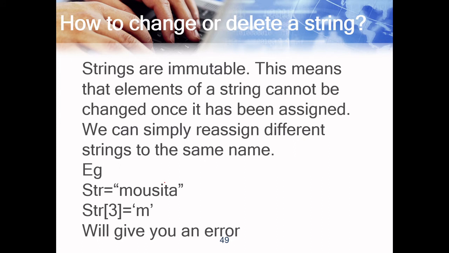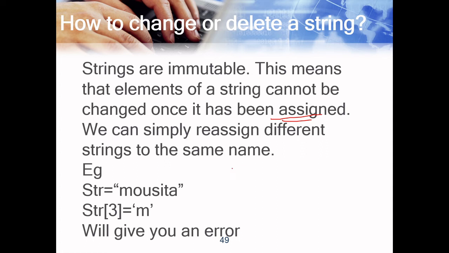Okay, then how to change or delete a string? Suppose this is how you are creating a string, you are indexing or slicing the string. Now suppose you want to change the string or you want to delete the string. So be very careful about this. Strings are immutable. This means that the elements of a string cannot be changed once it has been assigned. We can simply reassign different strings to the same name.